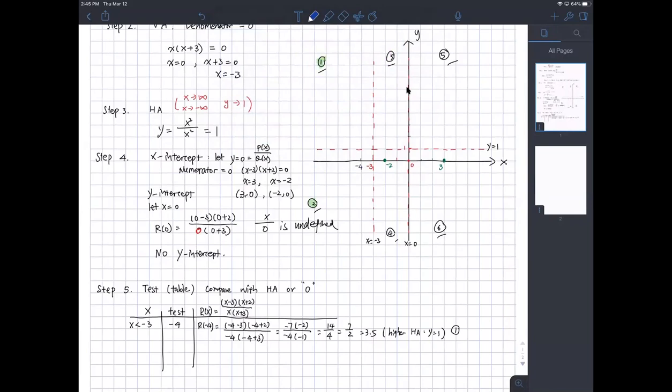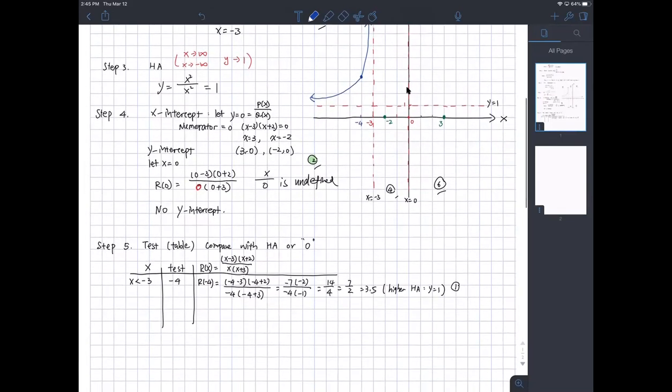So this is 2, 3, 3.5. That's going to be like here. If I have a point here, then I'm going to have a graph. Now when it's close to the vertical asymptote, it's going to go to positive infinity. And when x goes to negative infinity, my y value is going to approach 1. So this is going to be the first part of the function.